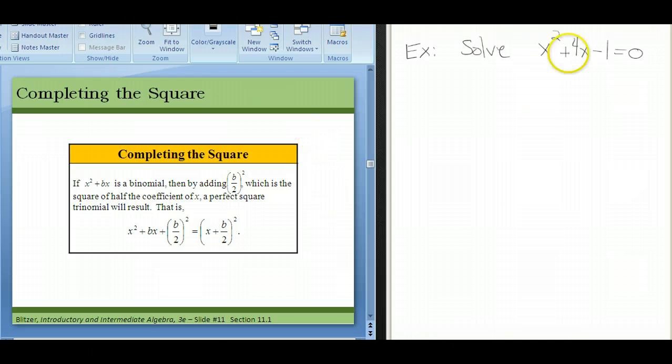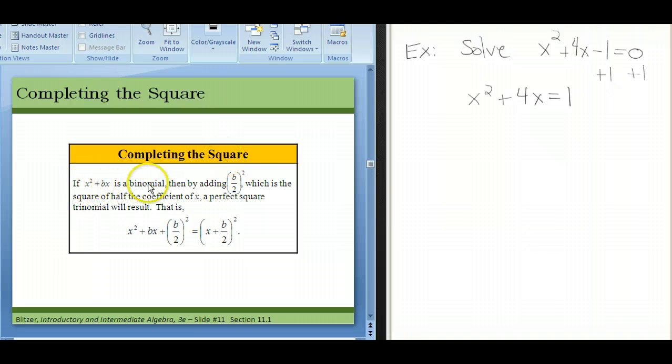So let's try completing the square. The first thing we want to notice is that we just want to work with x squared plus a number times x. We don't want to work with this -1 that's living right here. So let's move it out of the way. Let's move it to the other side of the equation. So now we have x^2 + 4x = 1. Okay, notice here that we have the two terms that we're starting with here.